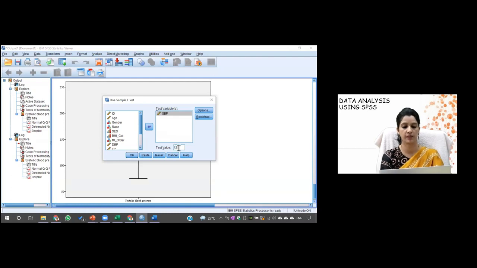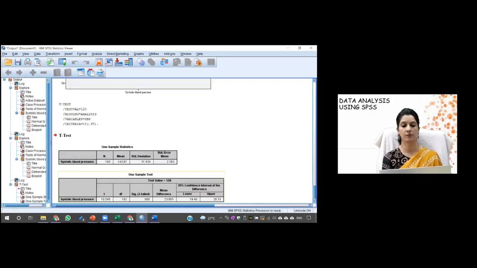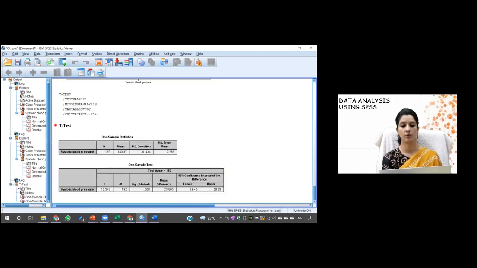I will write here 120. That is the difference here, because in proportions you can test 2 or 3 proportions simultaneously. Remember in the one sample goodness of fit, we tested 3 proportions, 40%, 30%, and 10%. But here only a single mean test value you can check. You go to the options, you don't have to do anything, and then press OK. When you press OK, you have this one sample statistics.